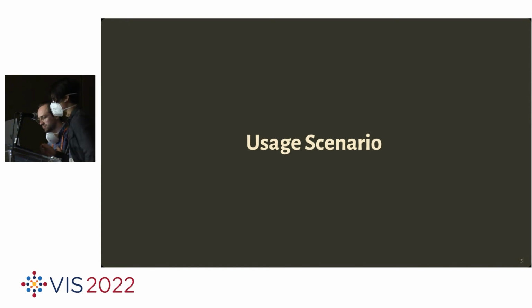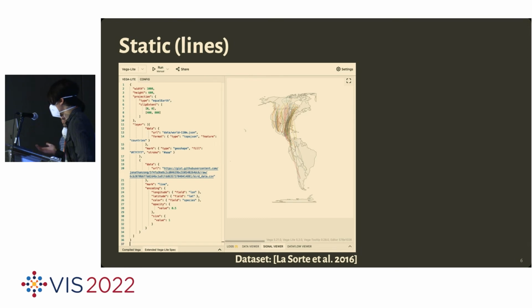To show how Animated Vega-Lite affords rapid prototyping across these different modalities, we'll walk through an example usage scenario involving a bird migration data set. Let's say you have a data set with birds' locations at different days throughout the year. To get an initial overview of this data statically, you can visualize each migration path as a line, with lines colored by bird species.